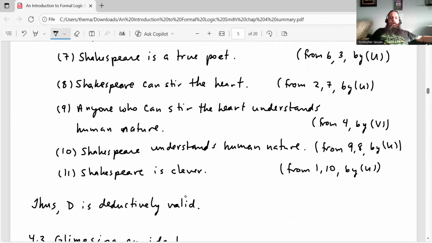Right, and on here. Proposition 9, anyone who can stir the heart understands human nature, follows from premise 4 by inference pattern 5. Proposition 10, Shakespeare understands human nature, follows from Proposition 9 and 8 by inference pattern U. And then finally, the conclusion, Proposition 11, Shakespeare is clever, follows from premise 1 and Proposition 10, again by the inference pattern U. Thus, D is deductively valid.